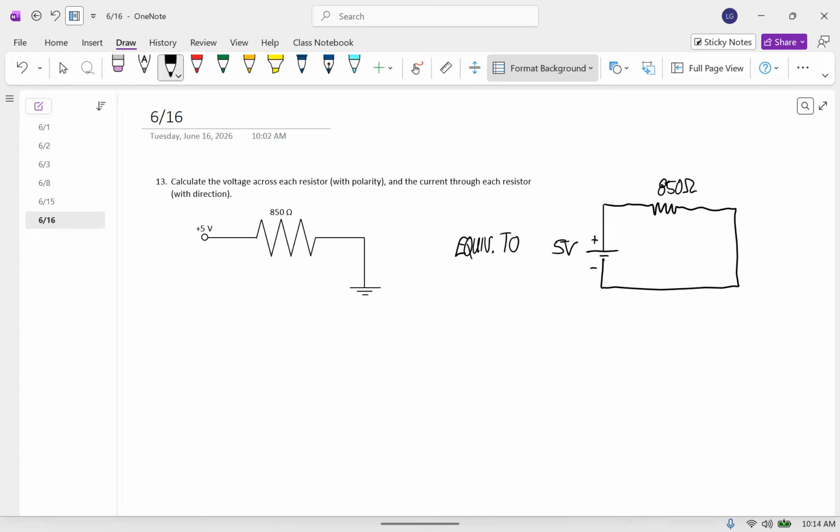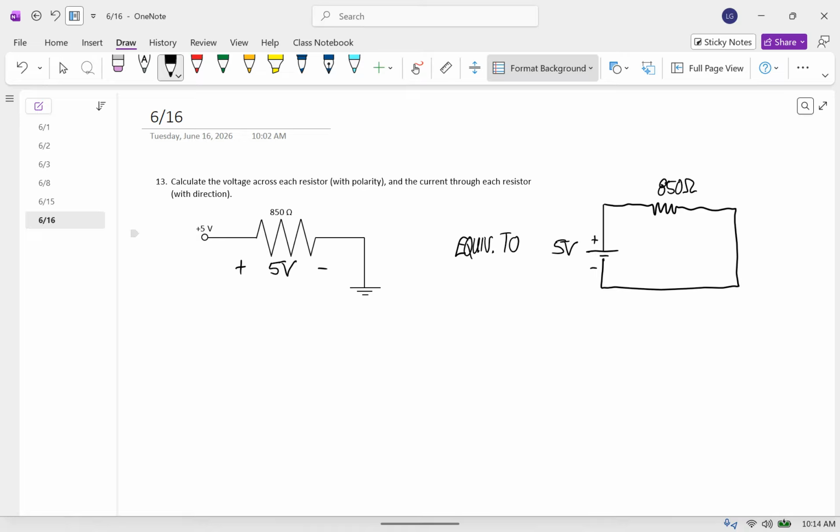And so remember that the electric potential is the same along any wire. If you don't have to pass through any devices to get from one point to another, the electric potential doesn't change. And so we can think of the voltage across this resistor as the positive over here, the negative over here, and the voltage is 5 volts.